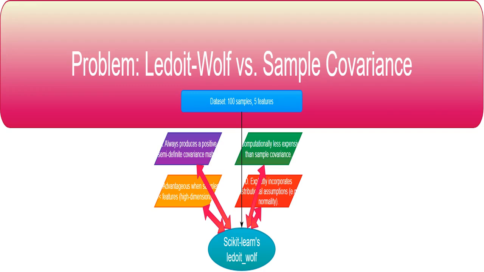We're comparing two ways to estimate covariance: the standard sample covariance and the ledoitwolf estimator. I'll explain their differences and when you'd use one over the other. It's like choosing between a simple, quick calculation versus a more sophisticated method that's less prone to errors.